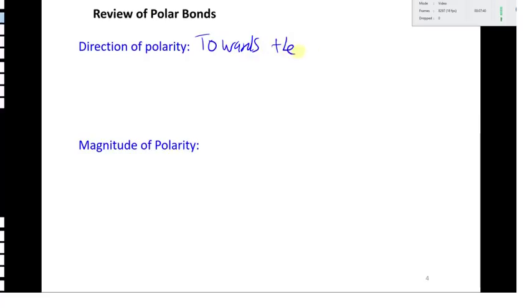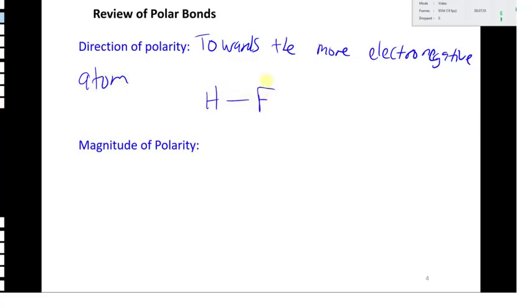So the direction of the polarity is towards the more electronegative atom. And what that means is that the partial negative charge is going to reside on the more electronegative atom. The one we introduced in class is the HF bond. Fluorine is the most electronegative atom on the periodic table. Hydrogen is significantly less electronegative than that. So you would get a partial positive on hydrogen and a partial negative on fluorine, with some amount of imbalance of charge towards the side where the fluorine is.